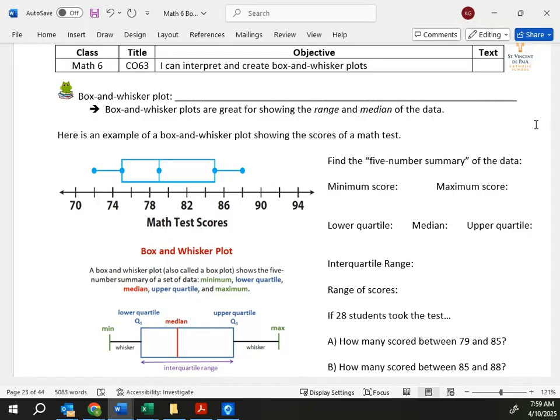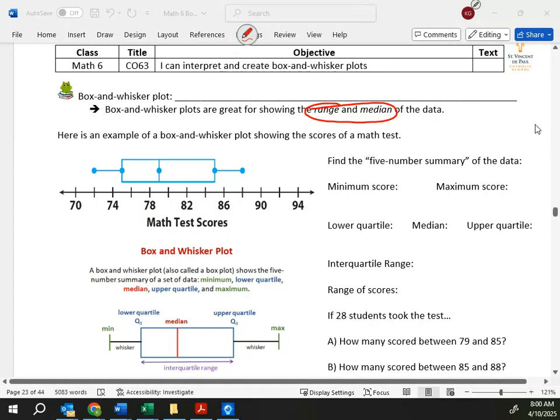Okay, the box and whisker plot. So these are great. Gotta get through my maze of tables here. These are great for showing the range and median of our data. Remember, each of these different graphs we use for different reasons. So we need to remember box and whisker we use when we want to know the range and the median.